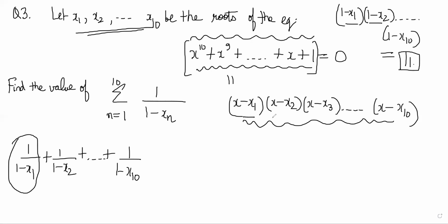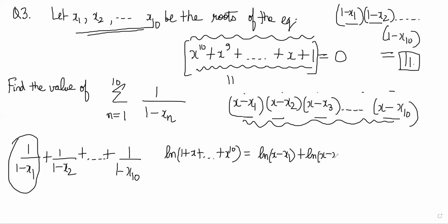Like, first of all, the products have to be separated into sums, right? Right now, they are all multiplied together. You want to convert it to a sum, right? So then obviously log is a good way to convert that. So log of 1 plus x plus whatever till x power 10 would be equal to log of x minus x1 plus log of x minus x2 and so on, correct? Yes.